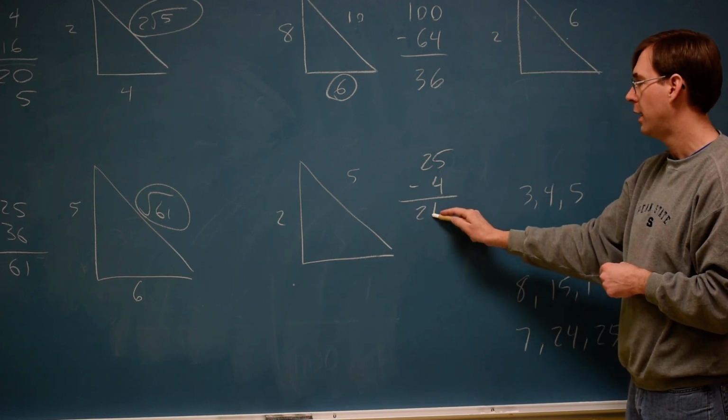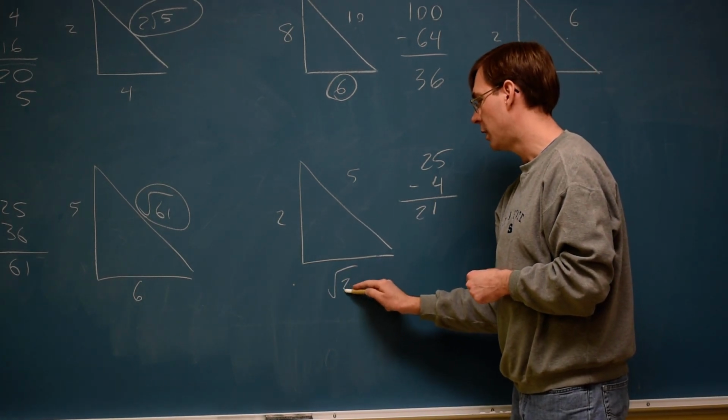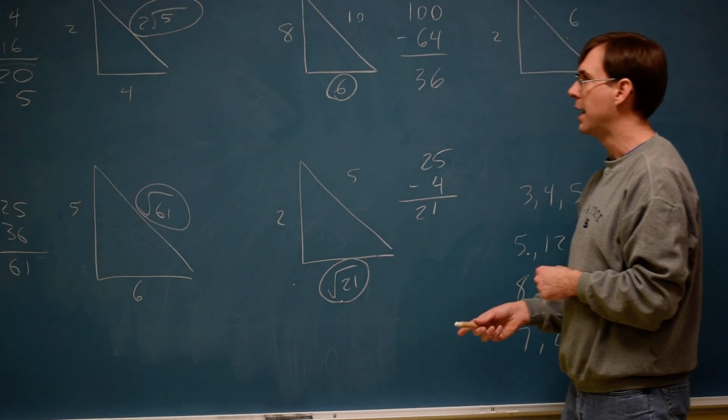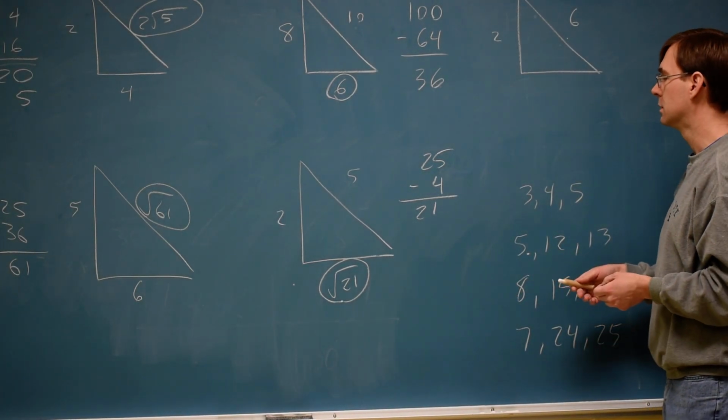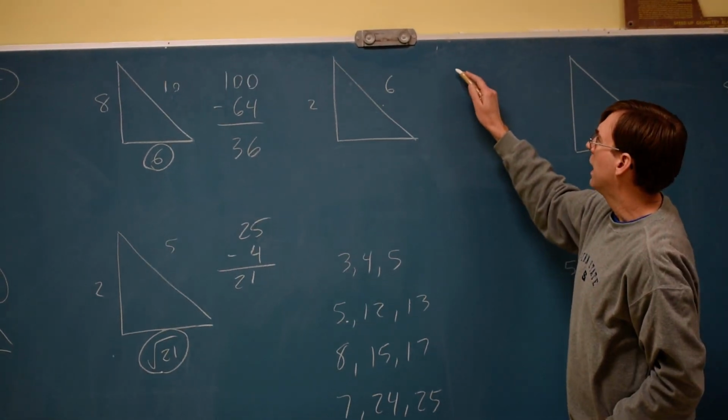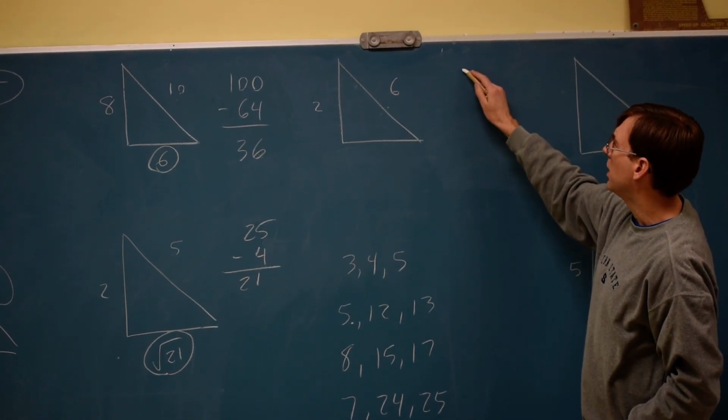Subtracting gets us 21. If you try to root 21, there's no way to do that. That just is as good as it's going to be. Last one of those, and then I've got a tricky tidbit.